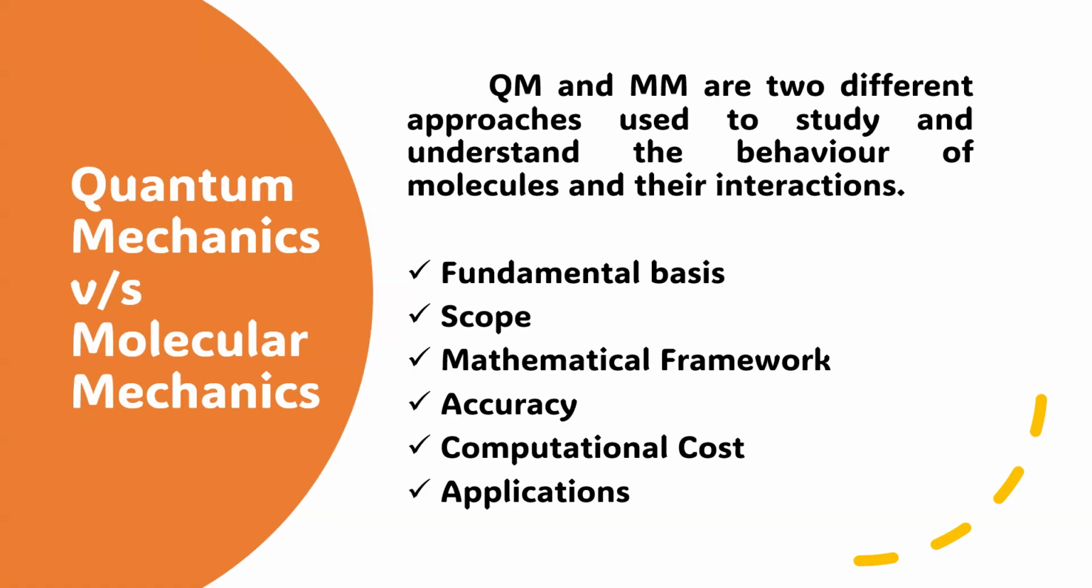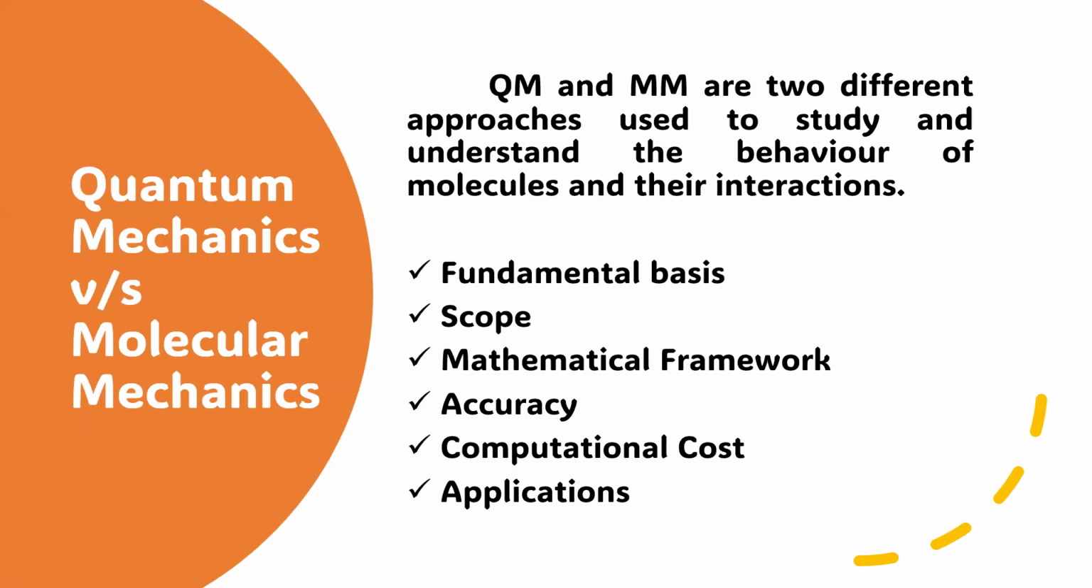In that case, we are going to use molecular mechanics. Like, if I want to tell it in simple words, quantum mechanics is used when precise electronic details are required, whereas molecular mechanics is preferred for studying larger systems where a classical approximation is sufficient. So that is the main difference between quantum mechanics and molecular mechanics. I hope it is clear to you.